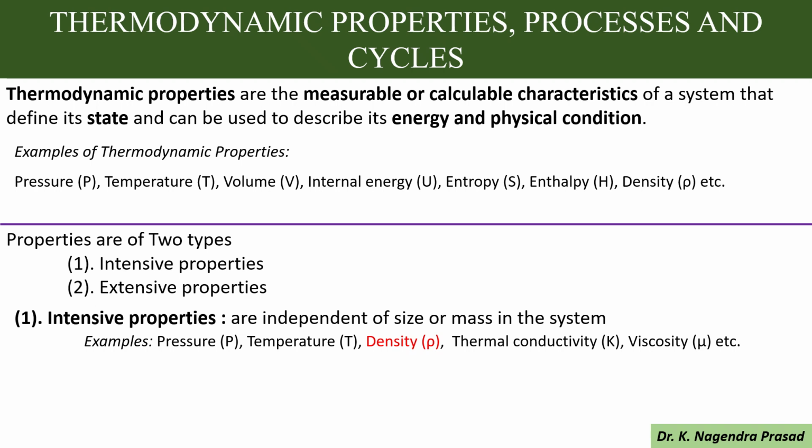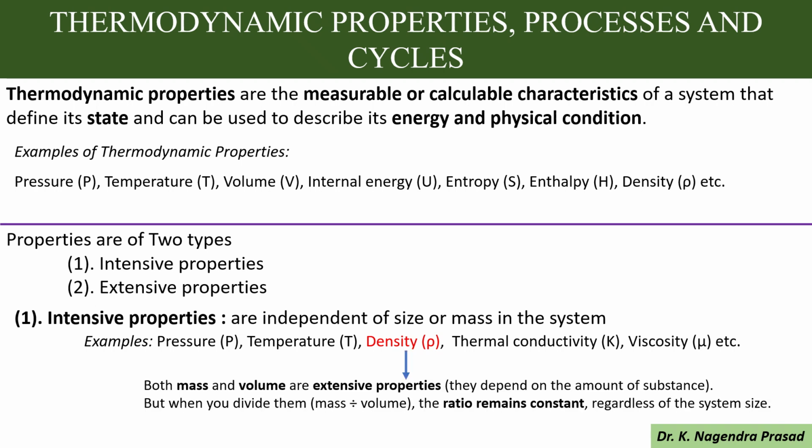And one more thing, density is an intensive property. Generally we know density is mass divided by volume. Here mass is there and volume is also there. Mass and volume are extensive properties. But when you divide one extensive property by the other, the ratio remains constant regardless of the system size. So density is an intensive property.